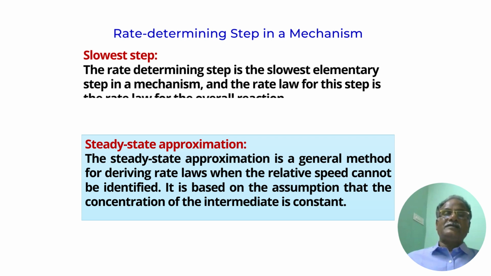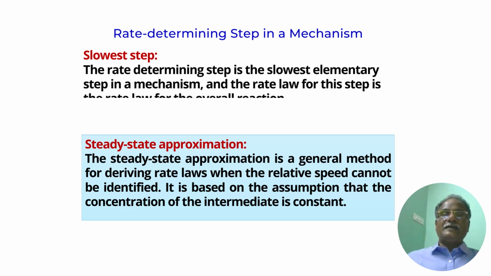Rate determining step in a mechanism. The slowest step of a reaction is to be considered as the rate determining step. The rate determining step is the slowest elementary step in a mechanism. And the rate law for this step is the rate law for the overall reaction. Based on this, we can determine the molecularity as well as order of the reaction also.